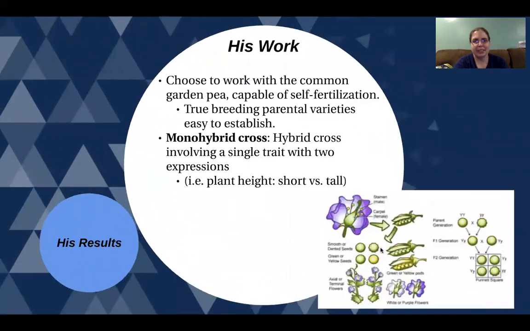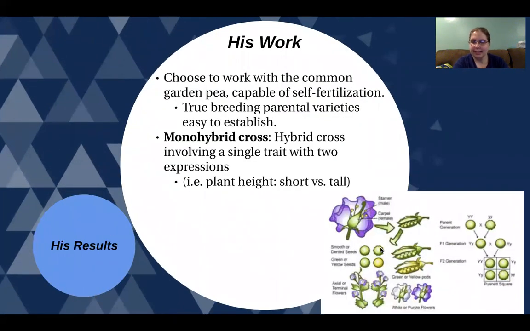Let's talk a little bit about the work he did. So again, he noticed with the garden peas that they had very defined traits and they were different in different plants. But the most important thing that allowed for him to do his experiments with these is that they were self-fertilizing. Again, that means that one flower would fertilize itself, this flower over here would fertilize itself. And that's why it was very, very easy to establish true breeding parental varieties.